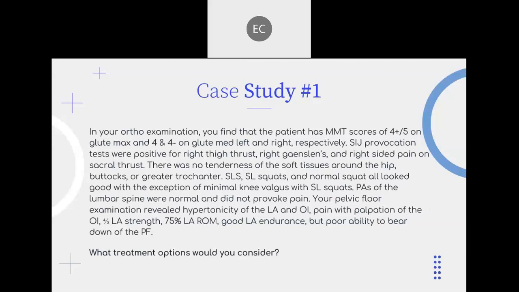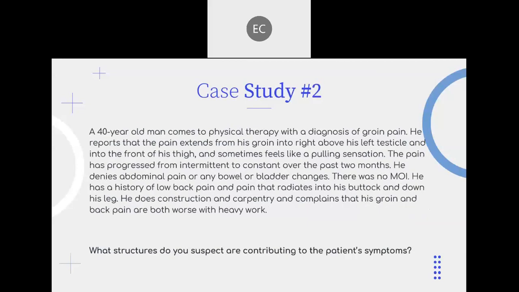Case study 2. Our second case is a 40-year-old man who comes to physical therapy with a diagnosis of groin pain. He reports that the pain extends from his groin into right above his left testicle and into the front of his thigh. Sometimes it feels like a pulling sensation. The pain has progressed from intermittent to constant over the past 2 months. He denies abdominal pain or any bowel or bladder changes.